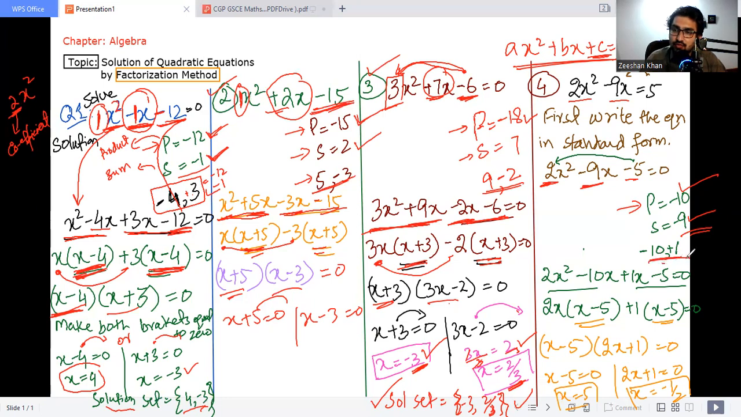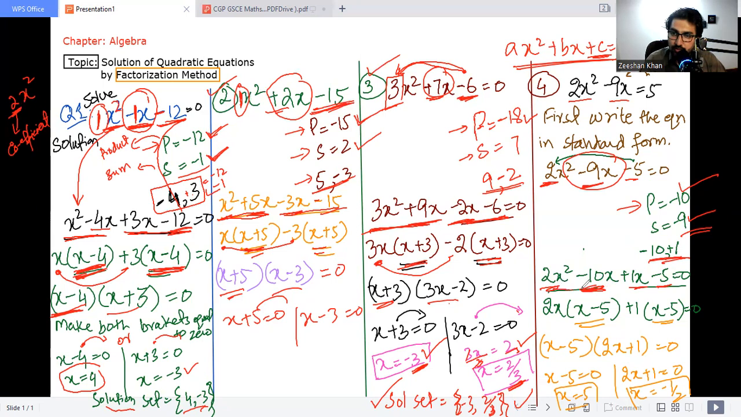Now we will substitute these values in the equation instead of writing that. So 2x squared in its own place and minus 5 in its own place. Negative 10x I have written over here, and plus 1x I have written. Don't forget to write this x, okay? Don't just write the numbers. You have to write x with it.